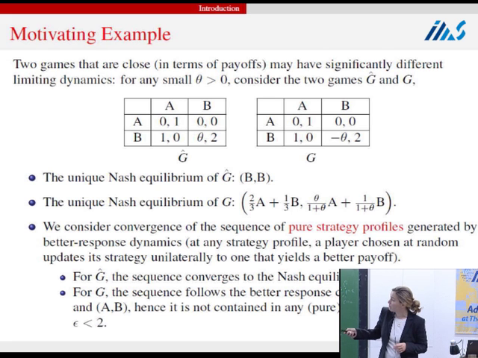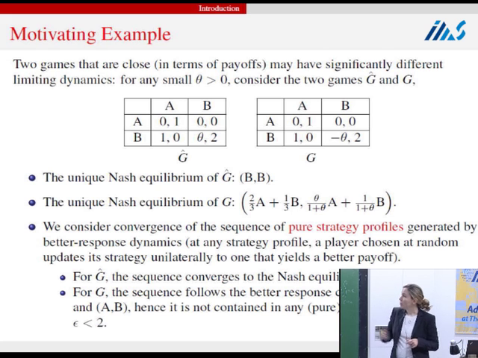In the first game, if you look at the Nash equilibria, the unique Nash equilibrium of this game is a pure strategy profile, BB, and that's not too hard to check. From BB, there's no profitable deviation for the row player nor the column player. So this is the unique pure strategy profile. For the second game, the unique Nash equilibrium is a mixed one in which the row player mixes 2/3, 1/3 between strategies A and B, and the column player mixes theta over 1 plus theta, 1 over 1 plus theta.